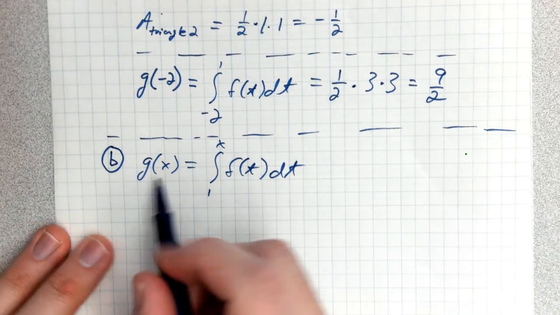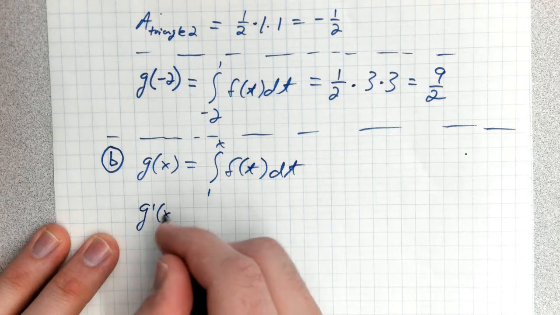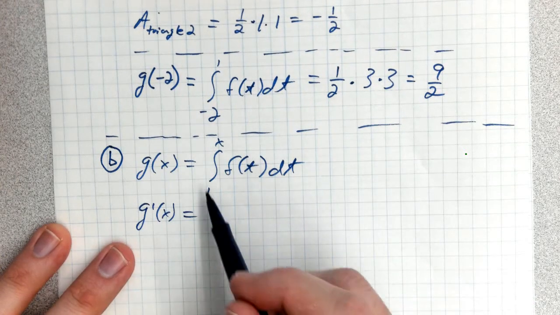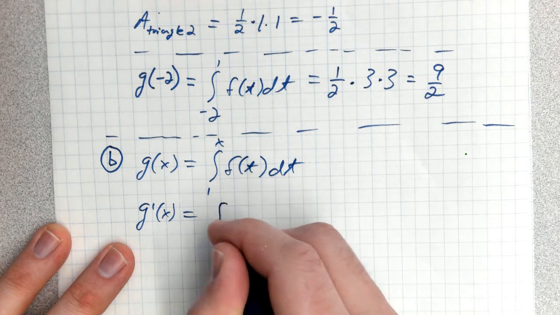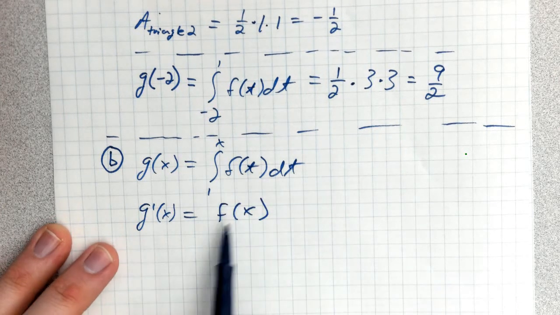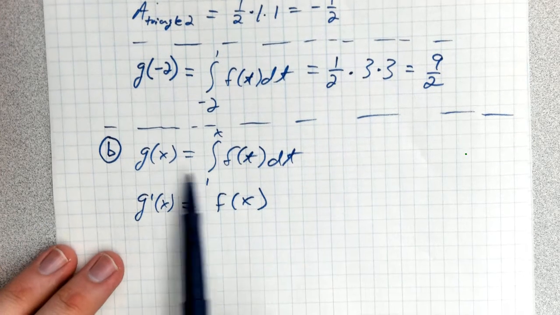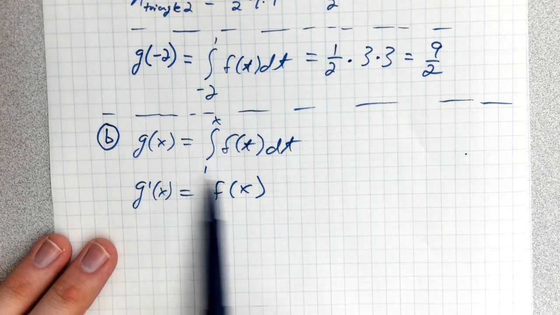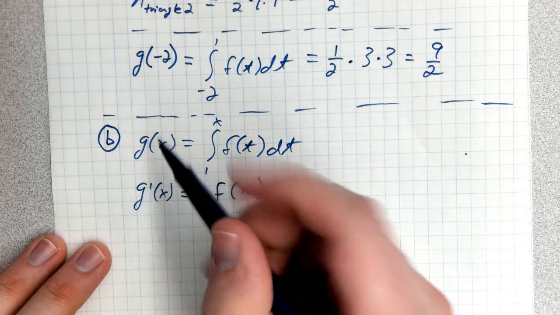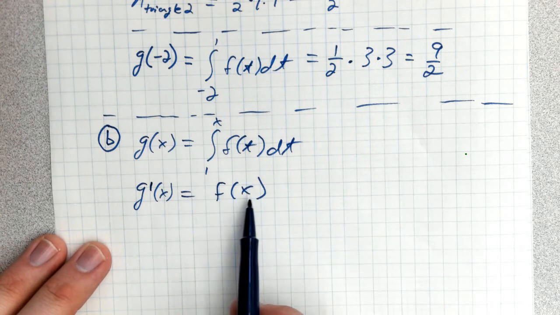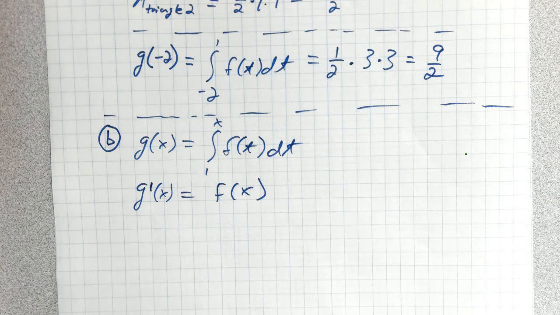If I take the derivative of that, in other words, if I find g prime of x by the fundamental theorem of calculus, the derivative of the integral, those are inverses of each other, what we end up with here is f of x. And this right here is probably the most important takeaway of this whole problem, and that shows up on the quiz as well, or the test, is that g prime is given by the function f, or in other words, you can graph g prime by looking at f, okay?